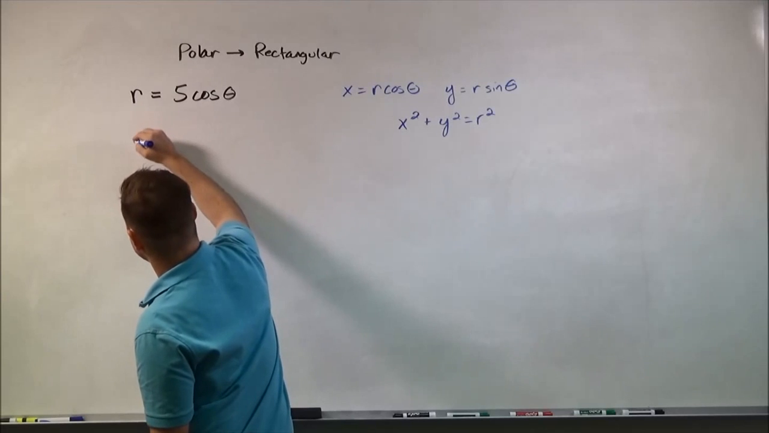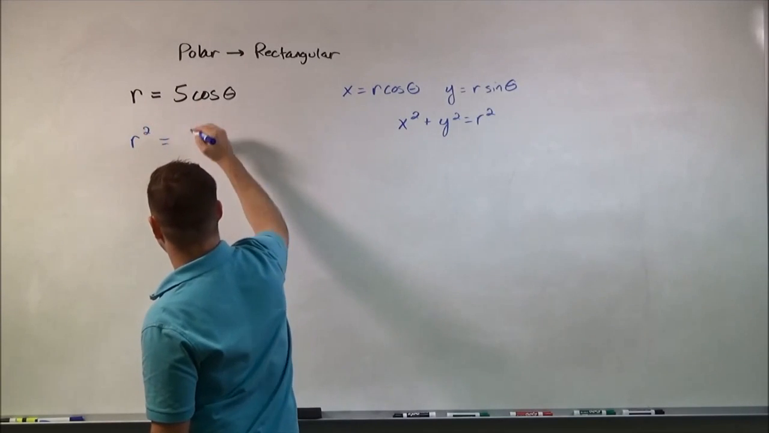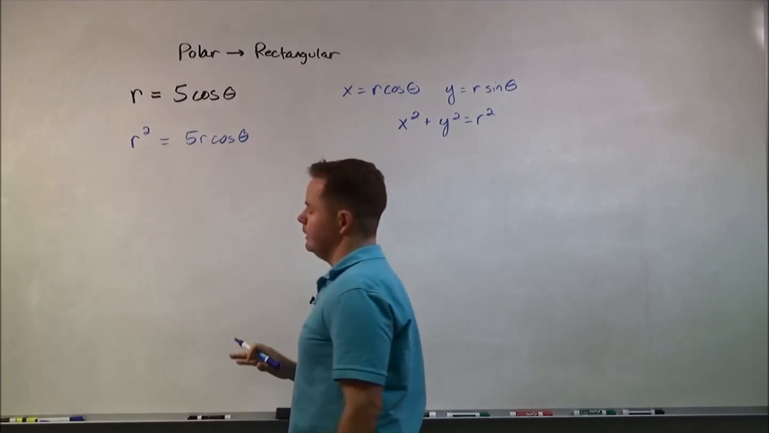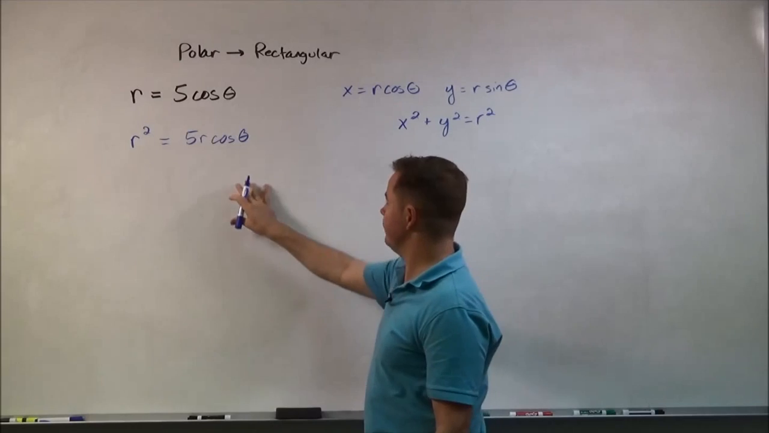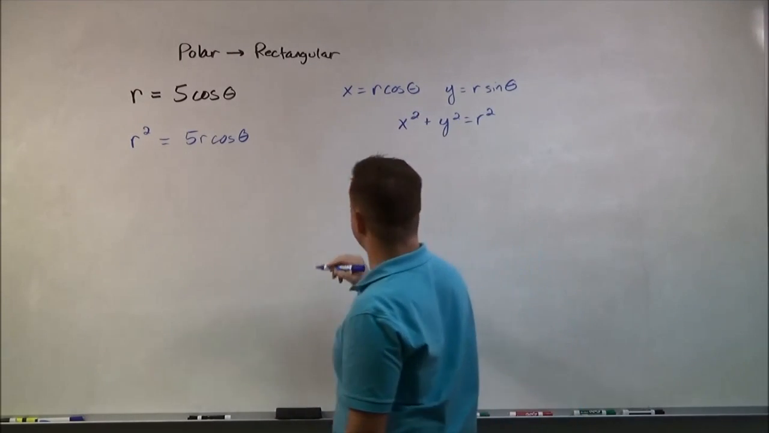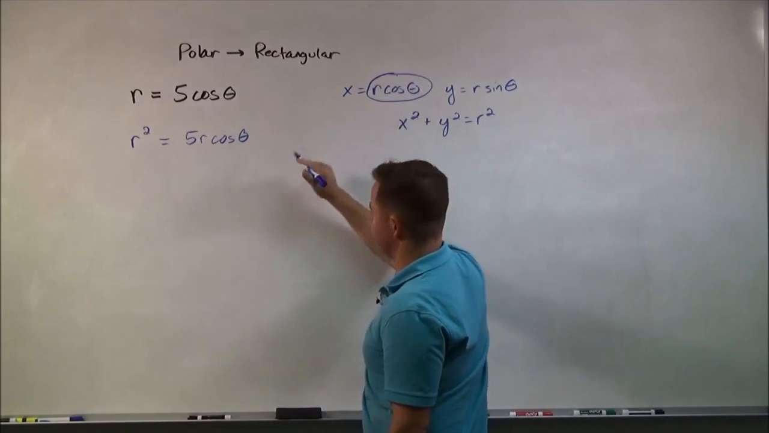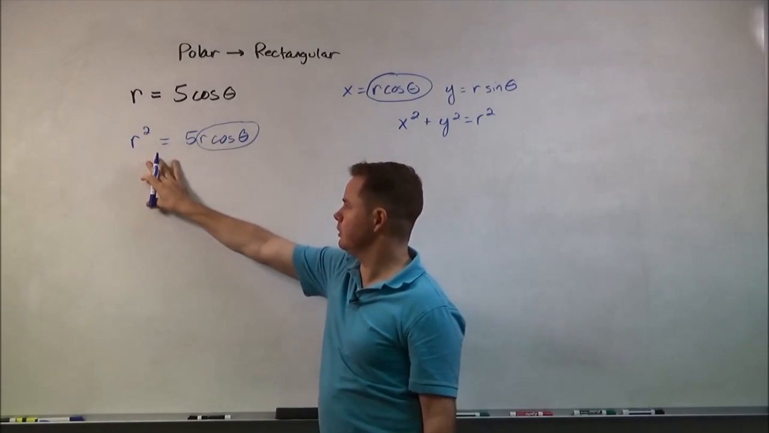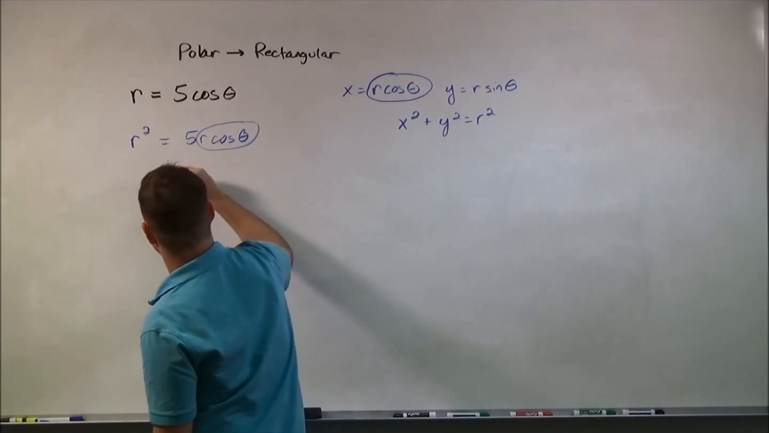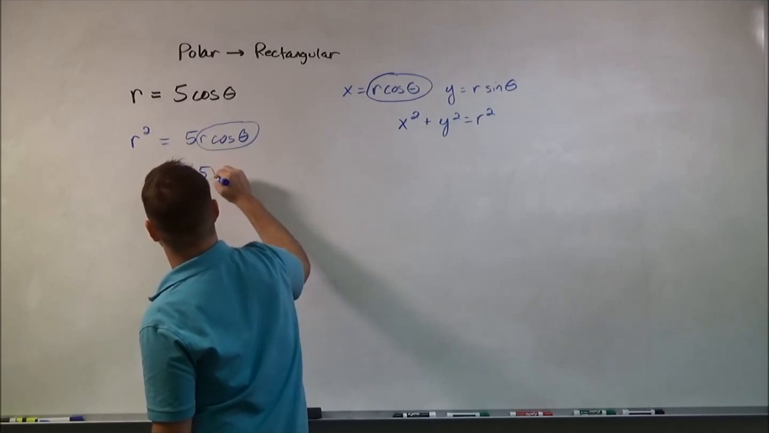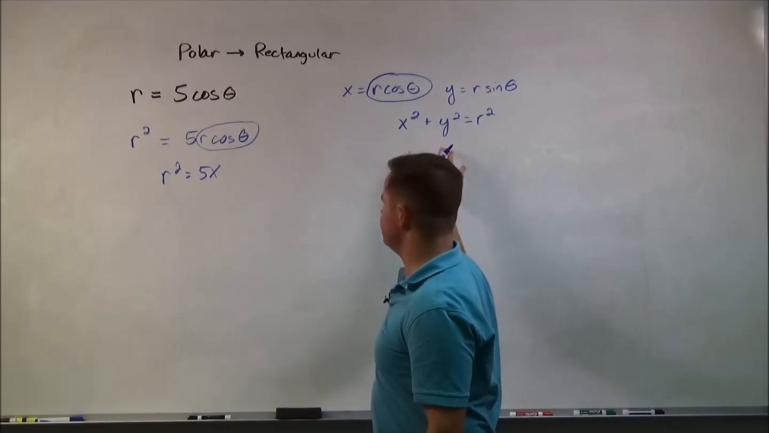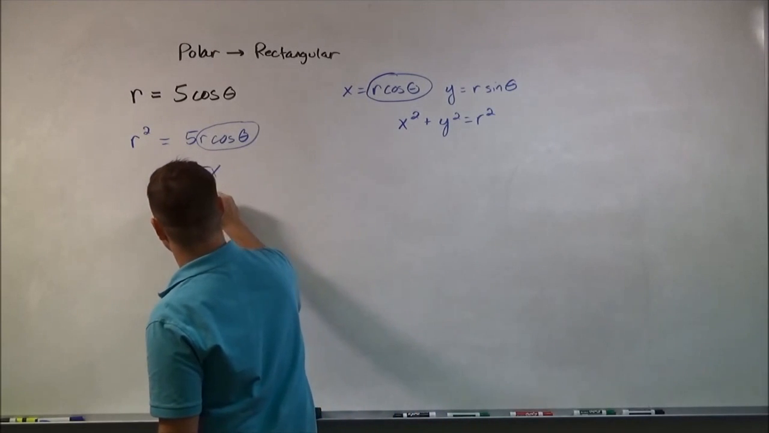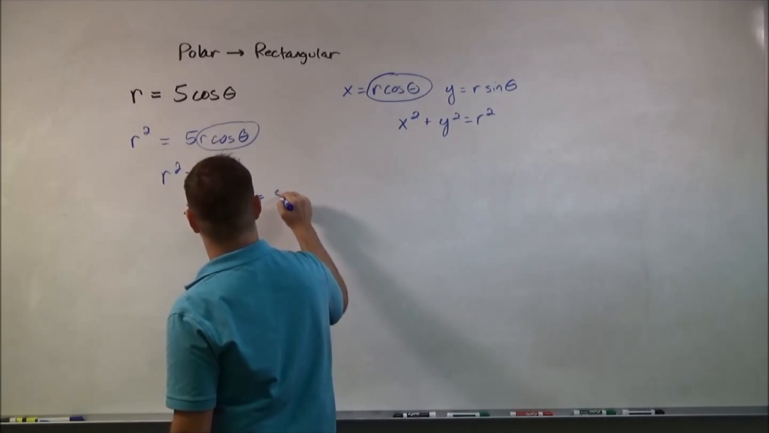So this will look like r times r, which is r squared. But then this, when you multiply by r, you'll have 5r cosine theta. Now this is actually going to look a lot nicer in terms of being able to substitute in, because if we look, we see this entire expression of r cosine theta is right here. So this will really simplify to r squared equals 5 times x. Then from there, for r squared, as we said over here, r squared is equivalent to saying x squared plus y squared. So this will be x squared plus y squared equals 5x.